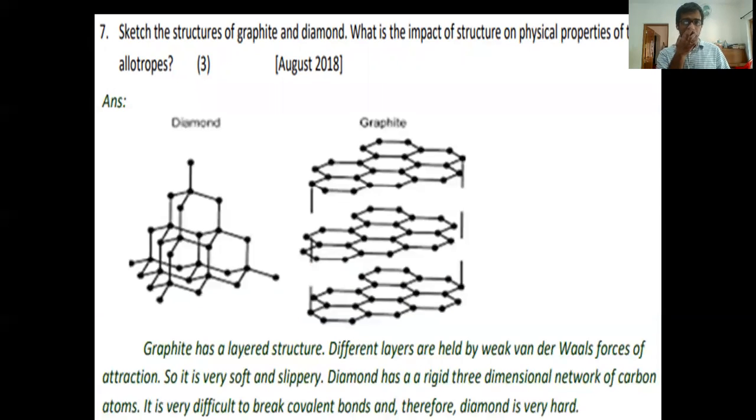It is a structure. If you can draw the structure, that will help you to get the mark. However, you have to note the structure of graphite and diamond.